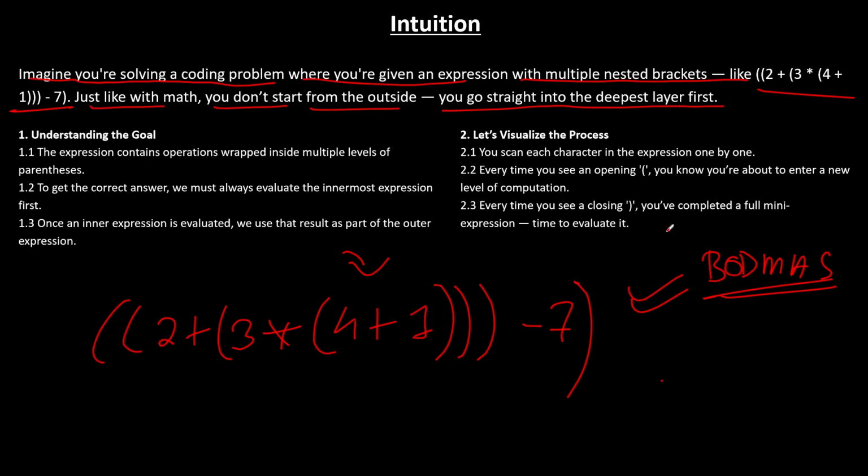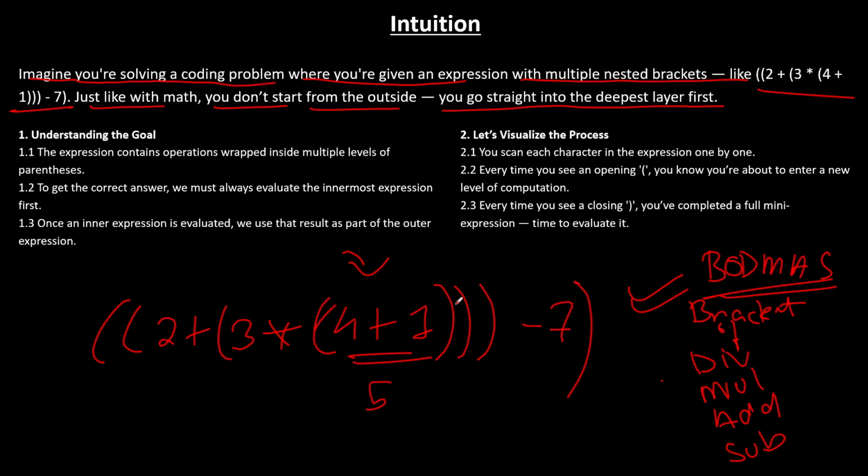I will just write here in a smaller way: bracket, DIV means division, MUL means multiplication, ADD means addition, and SUB means subtraction. Great. So you first solve this part, the first inner bracket. This is what the rule says. So it becomes 5 and you remove this bracket and this value. So you get 5.